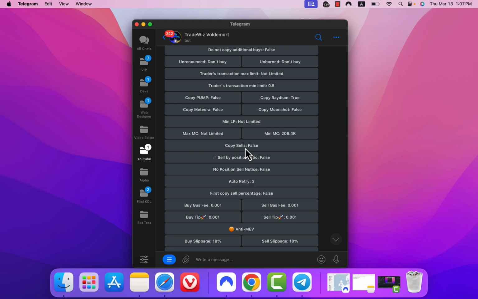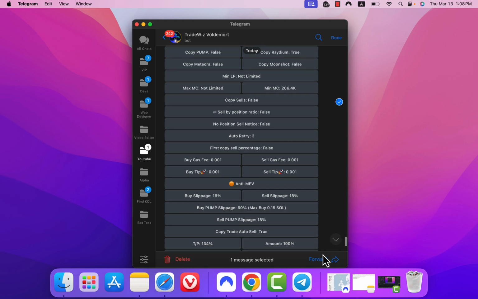Copy sells false, since we actually put a stop loss and also take profit. We don't have to copy the sells because some of the wallets that we are copy trading are not good sellers. These two should be false. Auto retry should be 3. This means if the bot fails to do the transaction, it will try again. First copy sell percentage, this should be false. For the buy gas fee and buy tip, I set this at 0.001 for all of them.